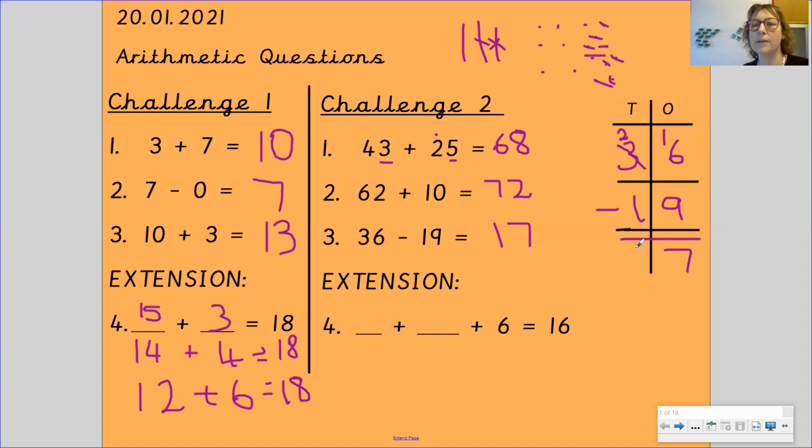And 2 take away 1 is 1. So my answer is the same. It's just a different method. And it doesn't matter which method you use. If you can't do this one yet, don't worry. We didn't really learn this one at school. Stick to that method. If you can, fantastic.